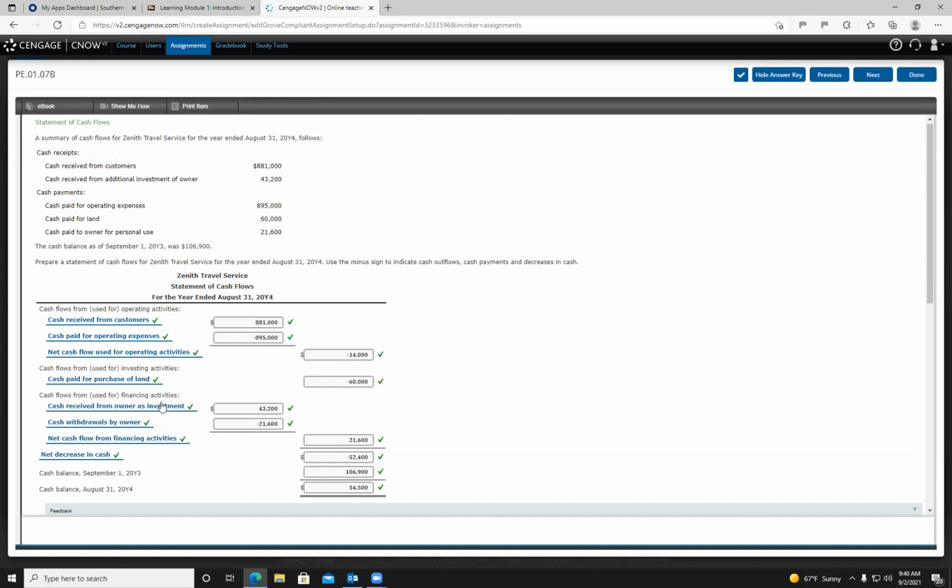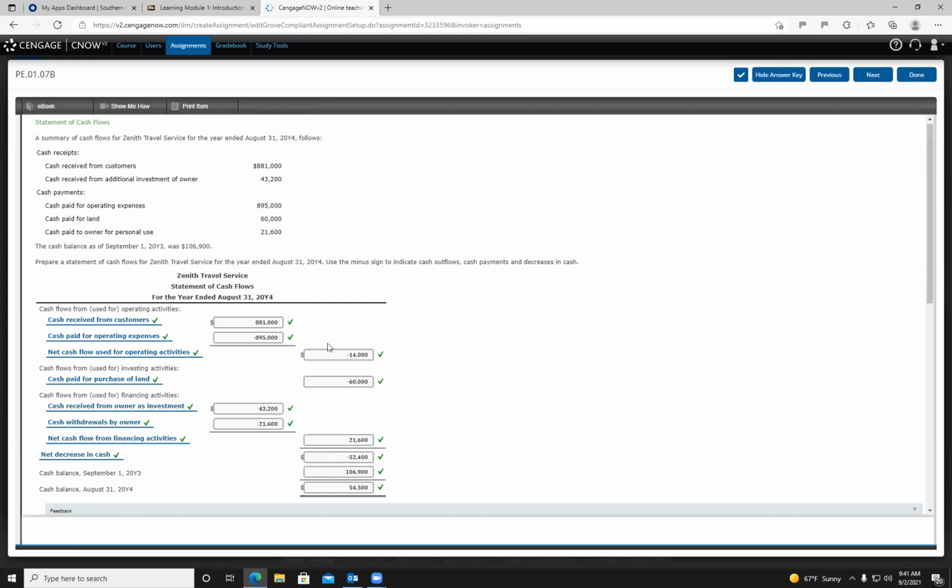Last, we're going to look at our financing activities. Up here, we did have cash received from the owner as an investment. Again, he's financing his company, so that's considered a financing activity. He invested 43,200, so we would plug that in. We also saw that he took out 21,600 for personal use, so we would show cash withdrawals by owner and plug in the negative 21,600. Then we take the net cash flow from financing activities, which is the difference. The difference was 21,600, and we had a positive cash flow from financing activities.